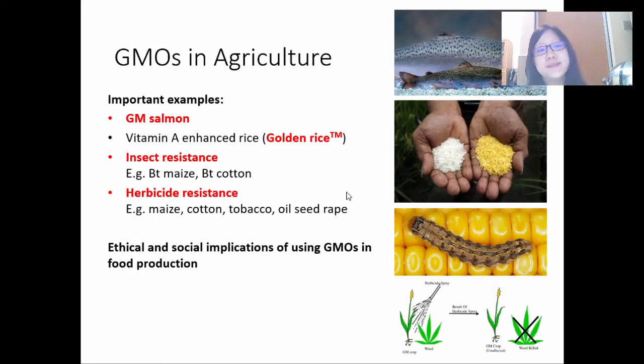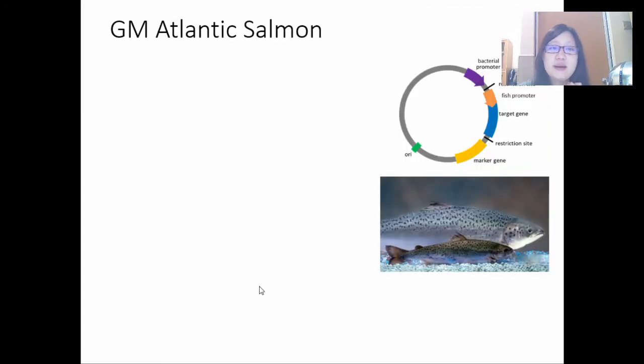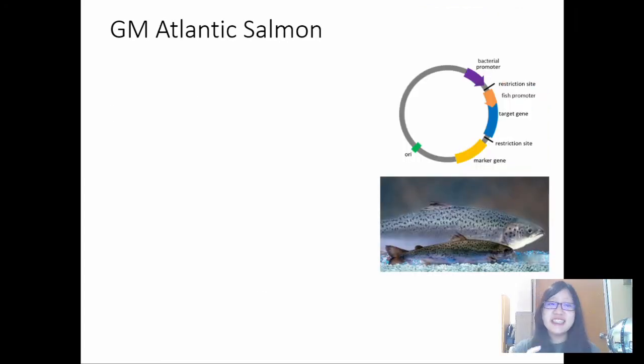So, yeah. That's a few examples of GMOs in agriculture. And finally, talk about the process. And then we shall talk more about ethics and social implications of using GMOs in food production. Let's start with GM salmon. The GM Atlantic salmon. This is also called the AquAdvantage salmon, trademark, patented technology, by the way.